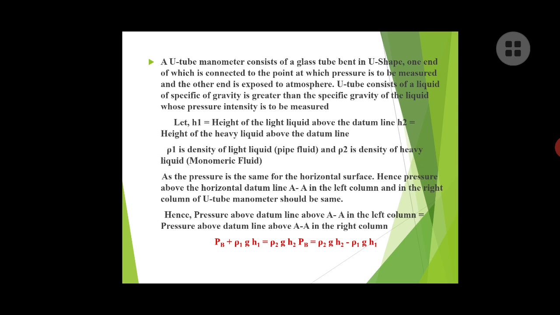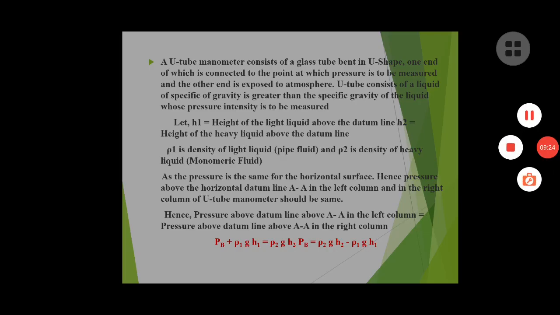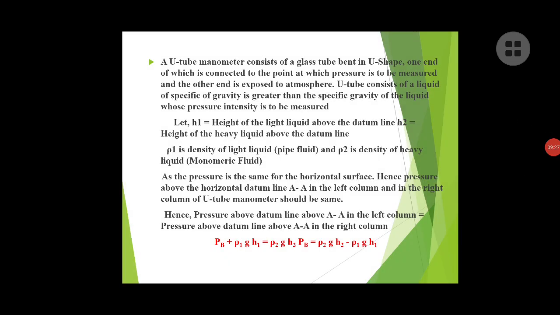Let rho 1 be the density of the light liquid. Rho 2 is the density of the heavy liquid. As the pressure is the same on a horizontal surface, the pressure above the horizontal datum line A-A' in the left column and in the right column of the U-tube manometer should be the same. So the pressure above datum line A-A' in the left column is equal to the pressure at datum line A-A' in the right column. So let's draw the figure.